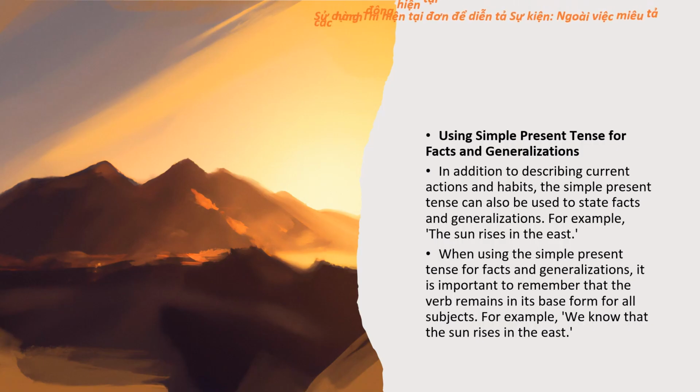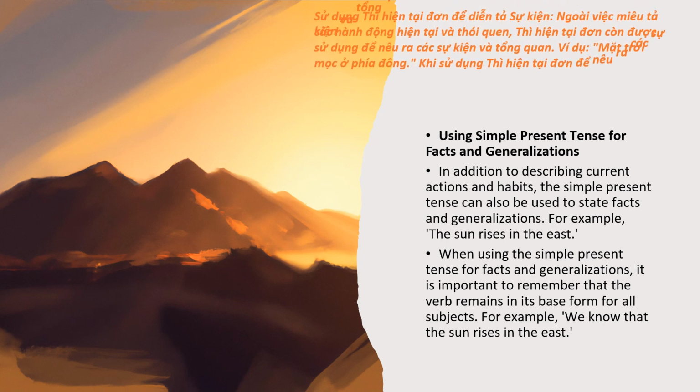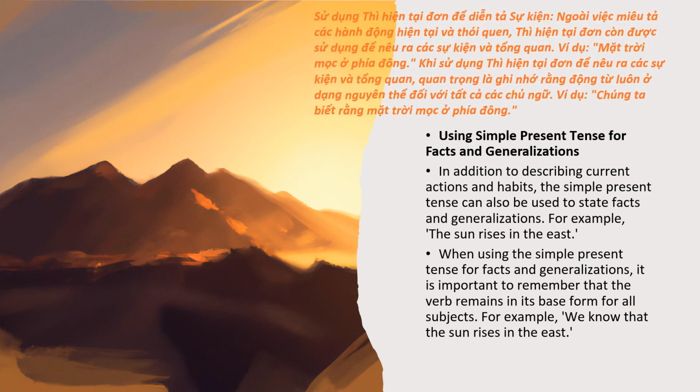The simple present tense is a versatile verb tense in the English language that not only describes actions that are happening now or regularly, but can also be used to express facts and generalizations. When we use the simple present tense to state a fact or a general truth, we express something that is universally true or known. For example, we can say that water boils at 100 degrees Celsius or the earth revolves around the sun. These are things that are true at all times and in all circumstances.